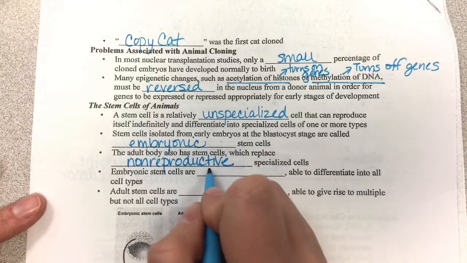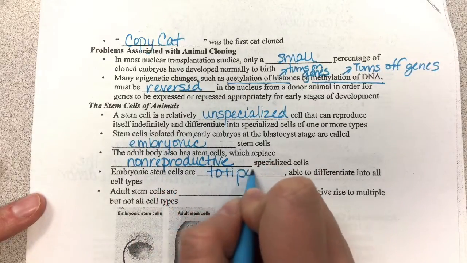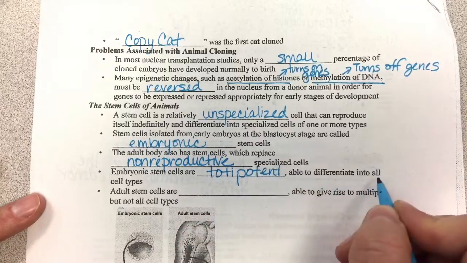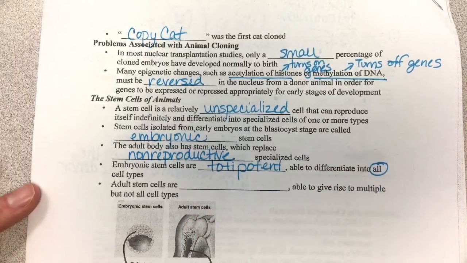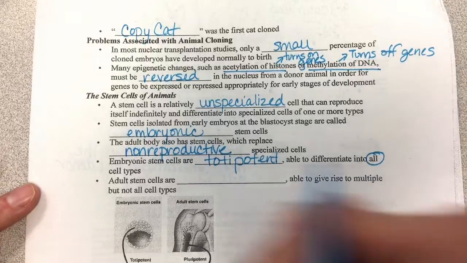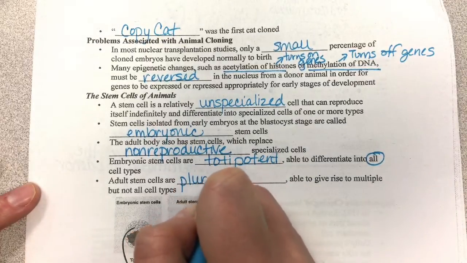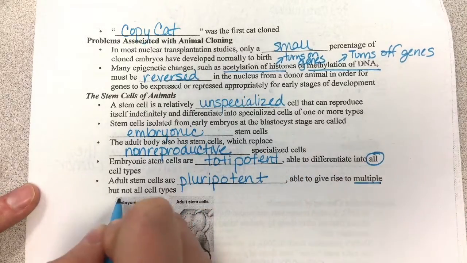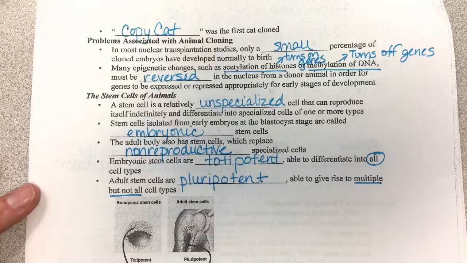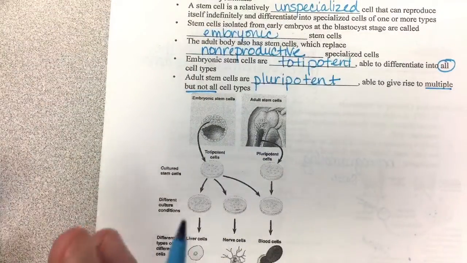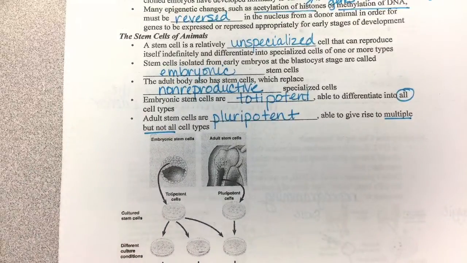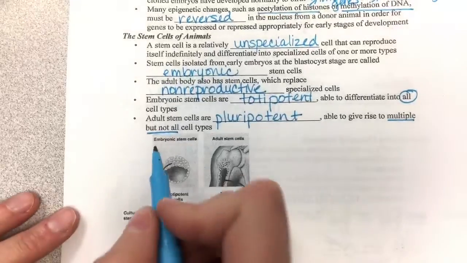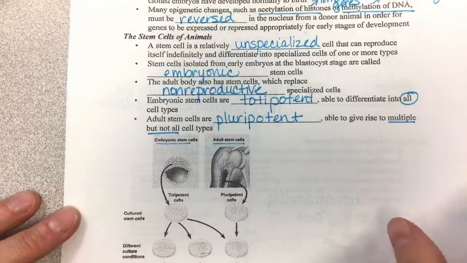Embryonic cells are, there's that word again, totipotent, meaning that they can differentiate into all cell types, whereas adult stem cells are what we call pluripotent, able to give rise to multiple but not all cell types. So if you look here, this is a very controversial topic in terms of doing research on stem cells. Let's look at the difference here, embryonic versus adult stem cells.